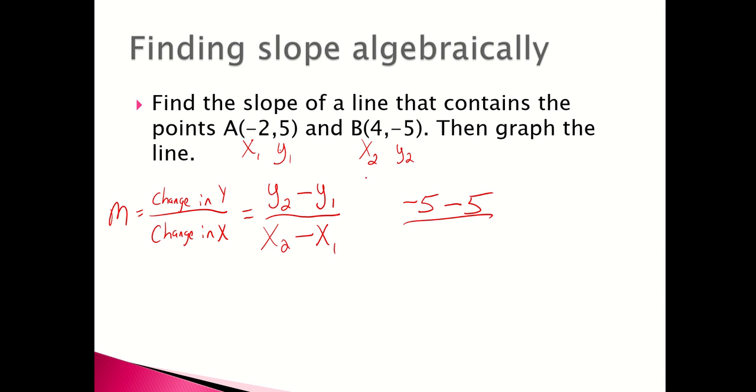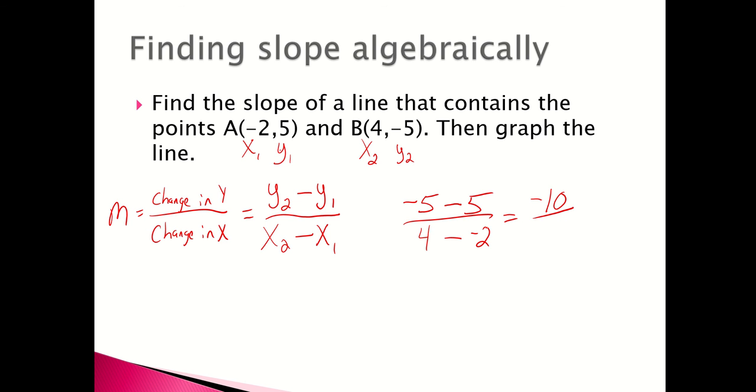Where's x2? It is 4 minus x1. What's x1? It's negative 2. Now be careful here. We're subtracting a negative. What happens when you subtract a negative? You have to add, right? So negative 5 minus 5 is negative 10.